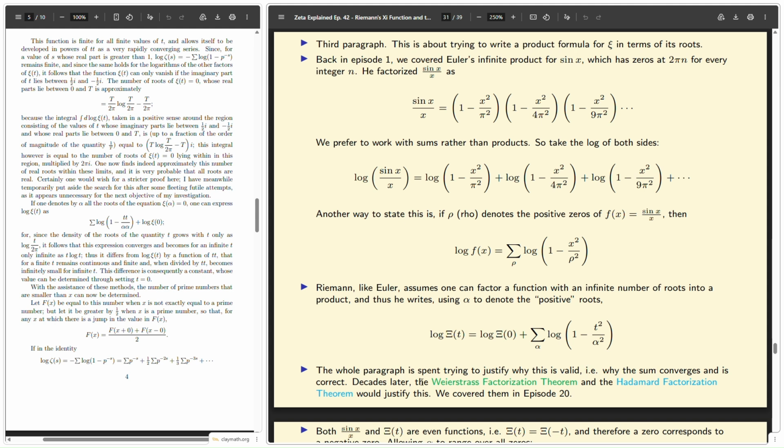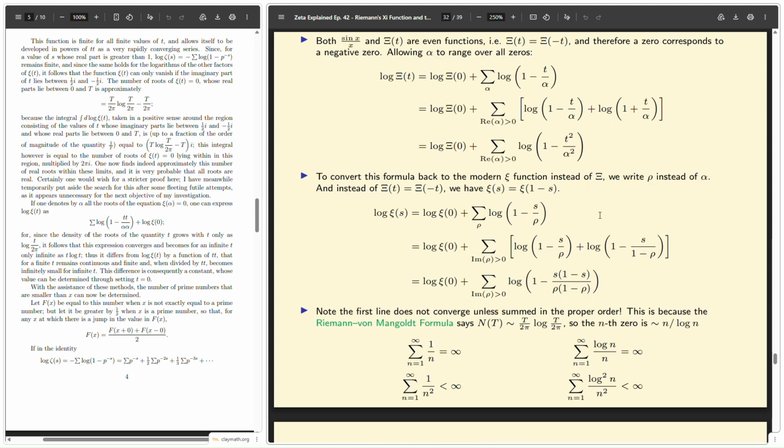And then decades later, the Weierstrass factorization theorem and the Hadamard factorization theorem would actually justify this. But Riemann was trying to do this decades before this existed. And we, in fact, covered these two theorems in episode 20, and how this Hadamard factorization of the zeta function occurred. So if you really find this interesting, check out episode 20. But I'm going to move on for now.